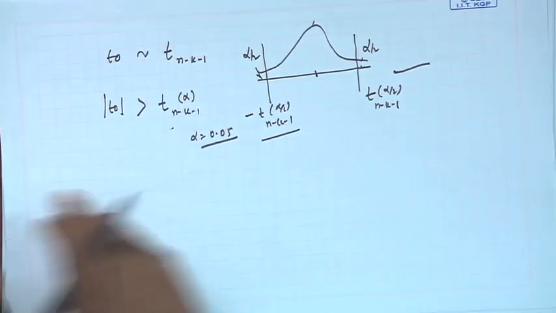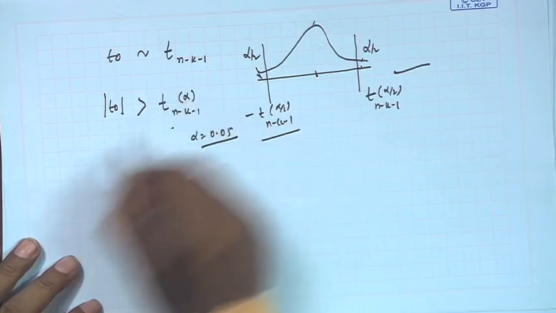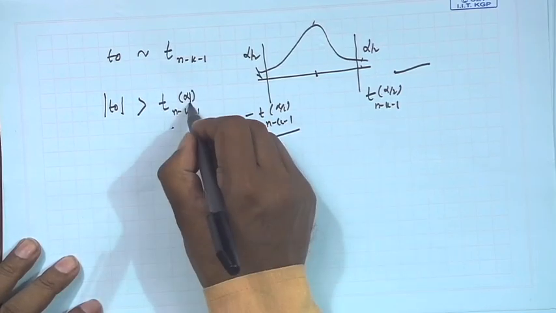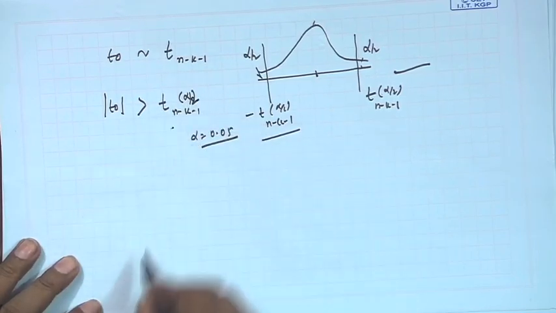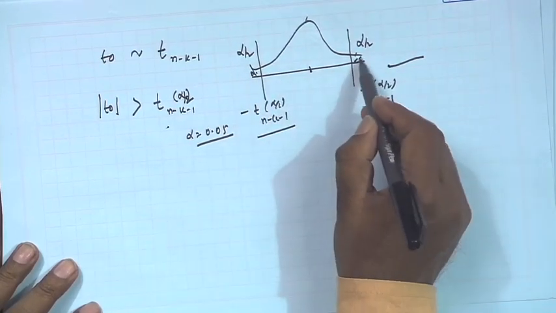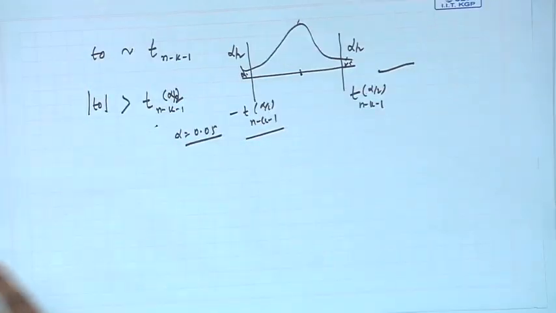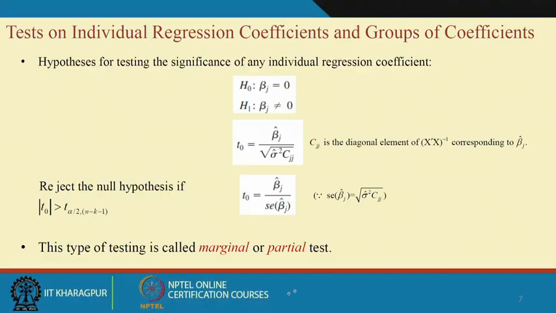This test is also known as, you just see, sorry, I have made one mistake, that is alpha by 2. Okay, alpha by 2, because it is a two-tail test. Please remember, when it is two-tail, alpha by 2; when it is one-tail, alpha. So see the slide also. This type of testing is called marginal or partial test. An individual regression parameter is tested here.